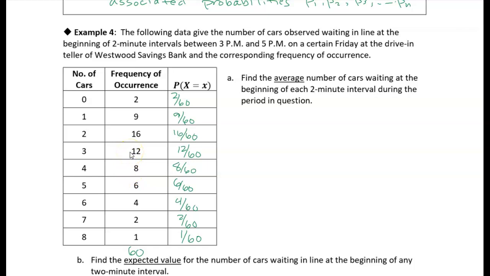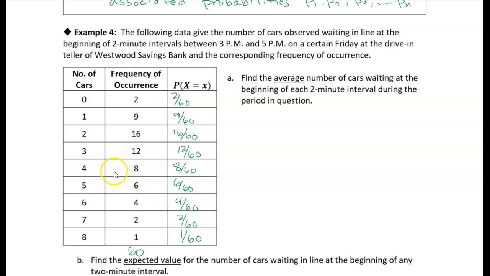So that's what that means. If I add 1 nine times, I get 9 times 1. If I add 2 sixteen times, I get 16 times 2. Just keep in mind what this actually means, because this has been aggregated. If it hadn't been aggregated, with these frequencies we'd have 60 data points to add up. Here we really only have 8 values, but we have to keep in mind that the number of cars waiting in line, 4, occurred 8 times.